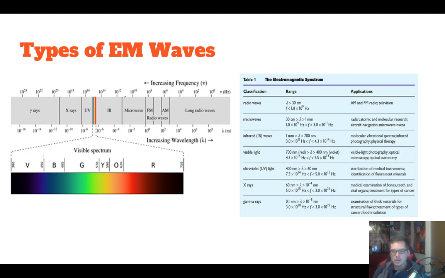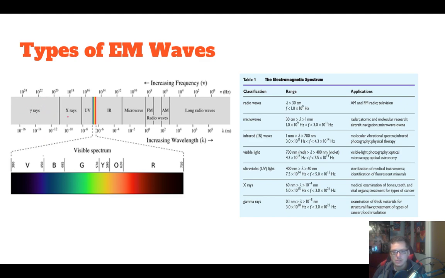Here's the electromagnetic spectrum. As we go to the left up here, we have increasing frequency, and as we go to the right down here, we have increasing wavelengths. Notice that they're inversely related to one another. When our frequency gets higher, our wavelength necessarily gets smaller, because they have to multiply to be the speed of light.